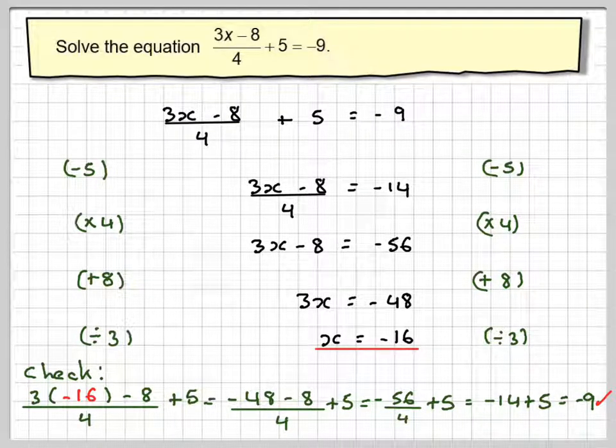Okay, so this has been a video to show you how to solve an equation with a fraction, with an extra addition in. I hope you've understood, and I thank you very much for watching.